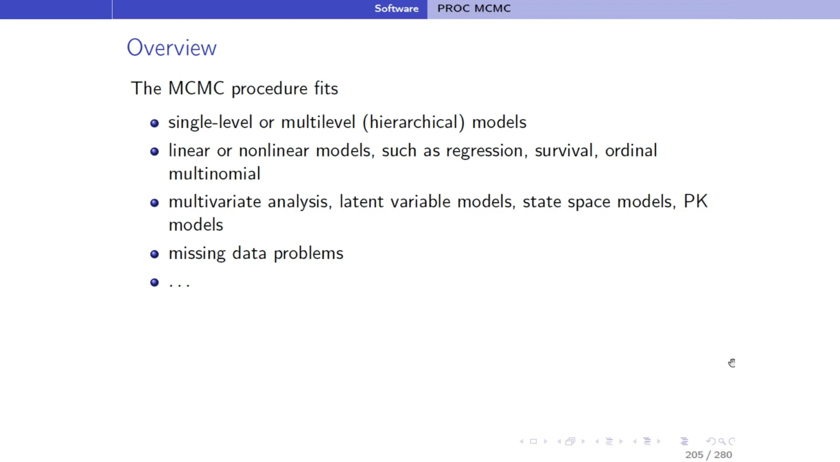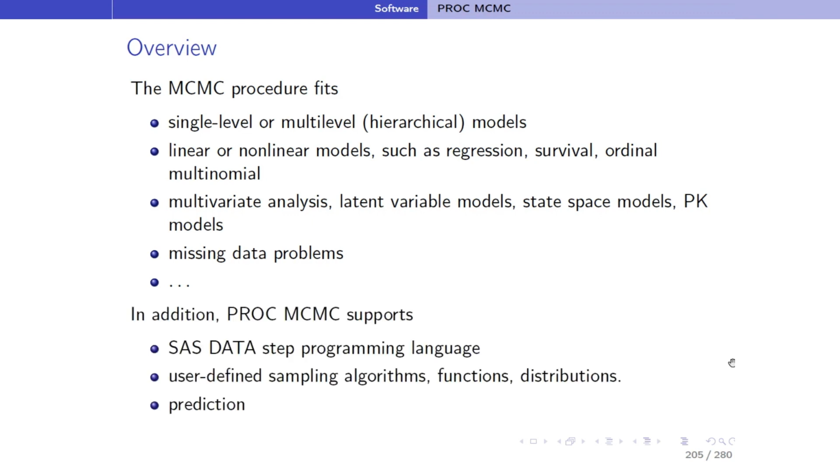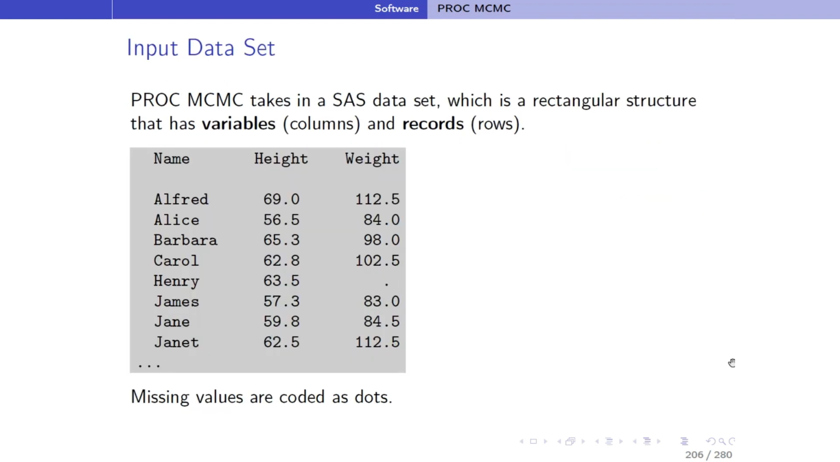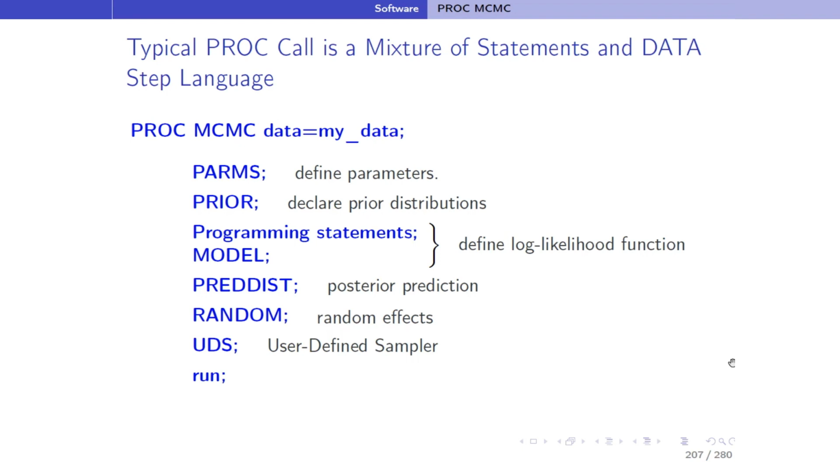But MCMC is on the other side of the spectrum, where you can fit many different models. You get flexibility through support for the data step programming language. You can define your own sampling function, you can define your own distribution, and you can do prediction and so on. But it certainly requires a certain programming capability. This is very similar to NLMIXED.